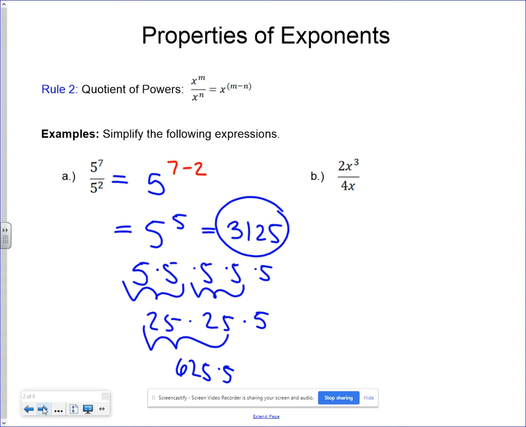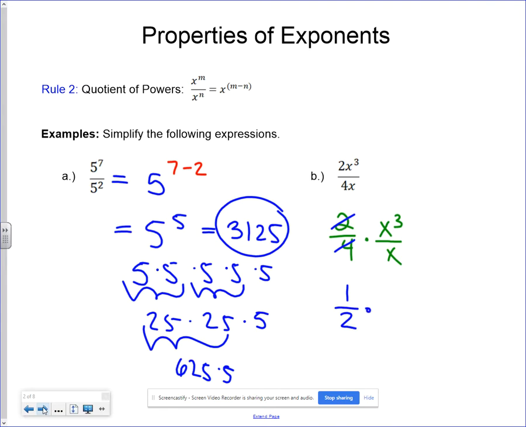So basically to do B, let's just separate our numbers from our variables. So let's just rewrite this as two fractions. So 2x to the third divided by 4x is the same as 2 fourths times x to the third over x. Well, 2 fourths, we can simplify that. We know how to simplify 2 over 4. That reduces down to just 1/2.